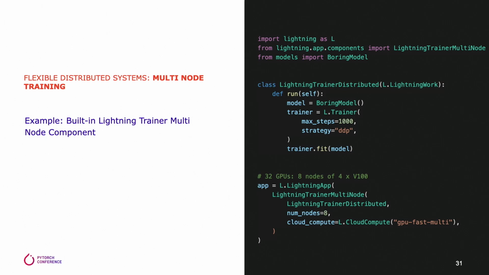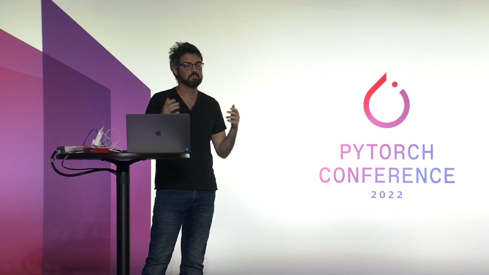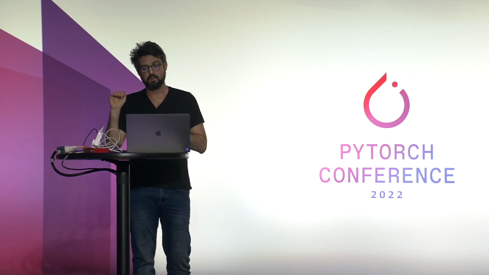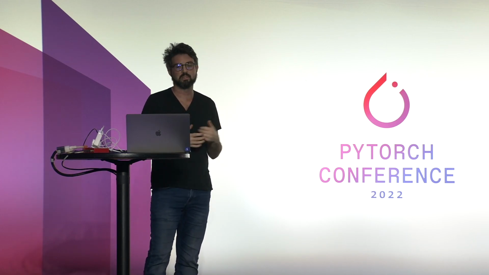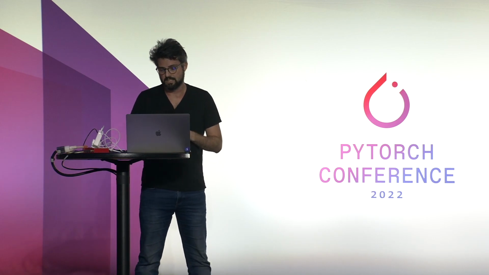So here's an example with a built-in Lightning trainer multi-node component. To do multi-node training in the cloud now, you just need those lines of code. You just override the walk. In the run method, you put your Lightning trainer code. And then you wrap that component into the Lightning trainer multi-node component, specify the number of nodes, the number of GPUs. And now you're going to spin up 8 nodes with 4 GPUs each, and all the training is properly wired up to do this 32 GPU training for you.